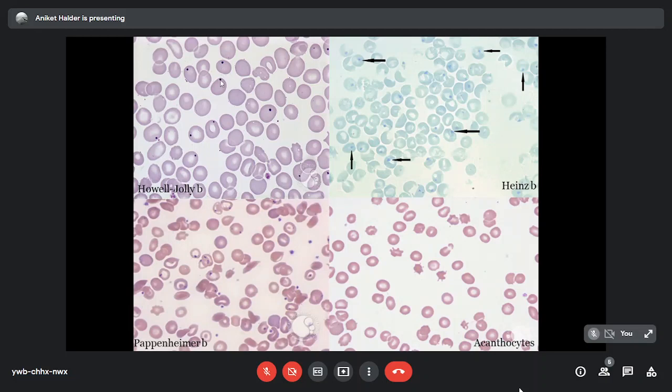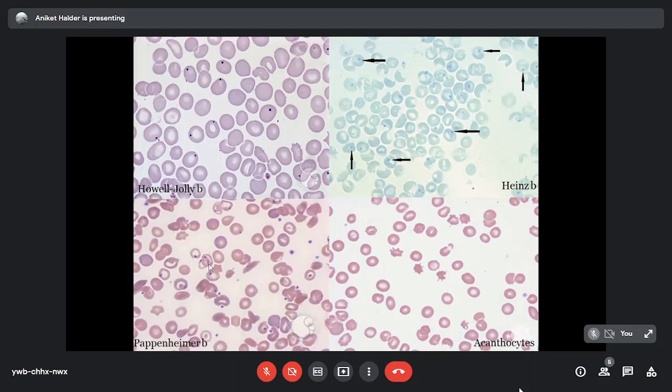These are the nuclear remnants, which are the Howell-Jolly bodies, which can be picked up in normal Leishman stain smears. These are the denatured hemoglobin particles or fragments, which are the Heinz bodies. They cannot be identified in routine blood smears stained by Leishman stain, and supravital stains like new methylene blue are required for identification of these Heinz bodies.